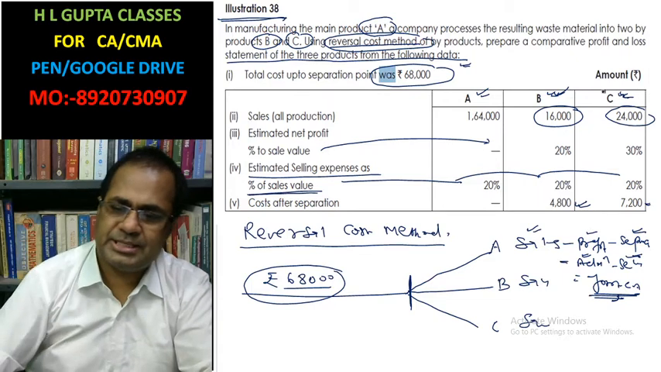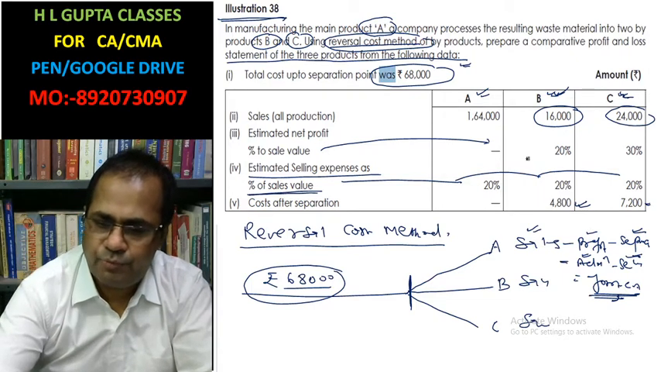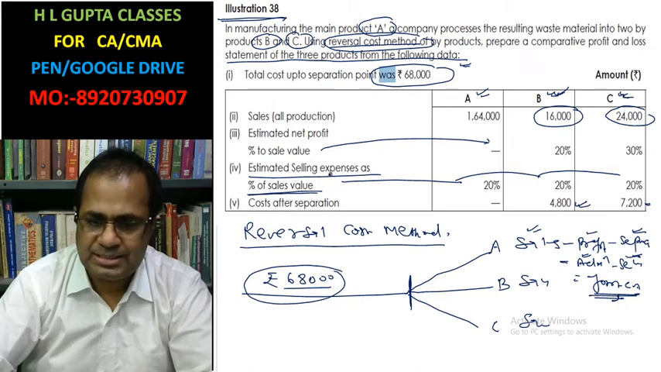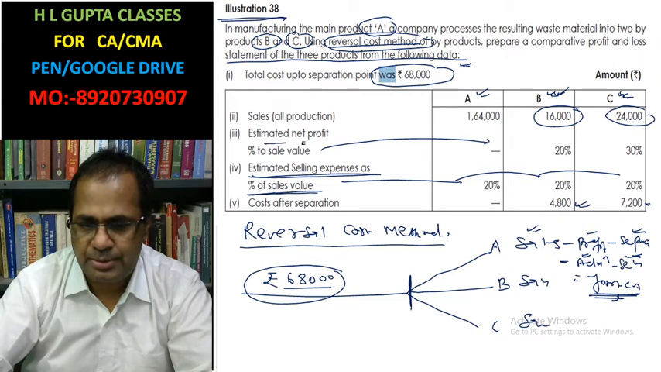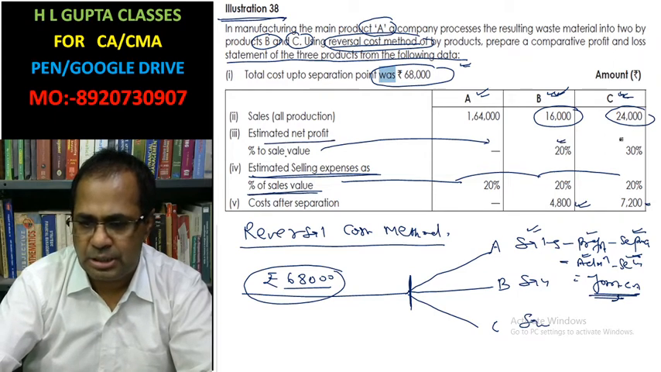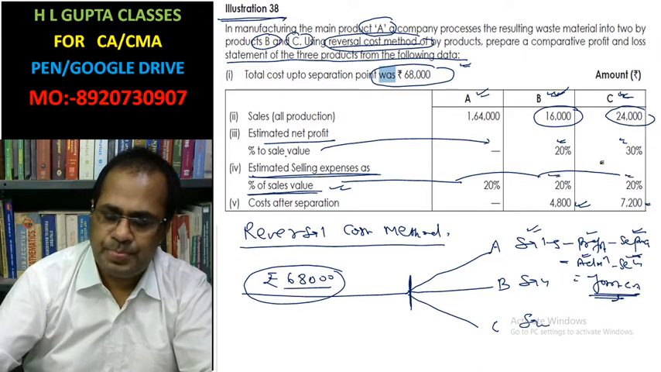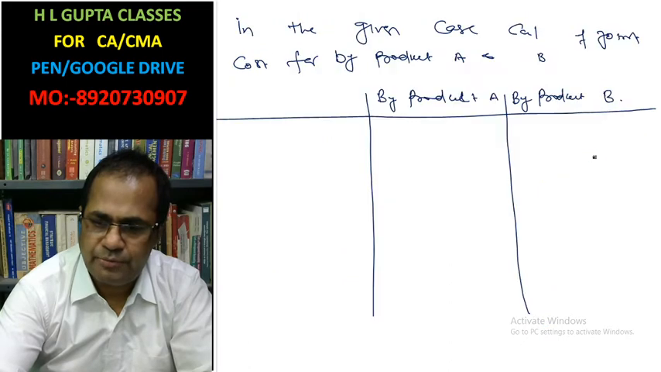What are these? Sales revenue is 16,000 and 24,000, and the profit is given here. Estimated selling expenses are these. Profit is given as 20% and 30%, and selling expenses are given as 20% and 30%. Okay, you have to find the profit for 16,000 and 24,000.